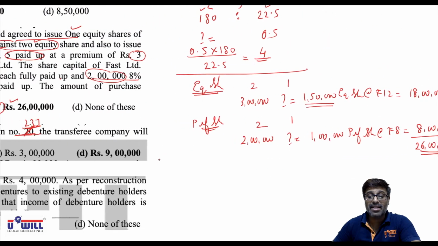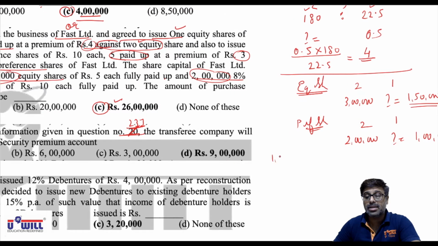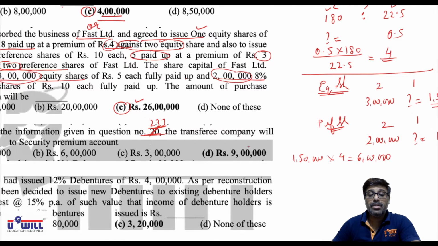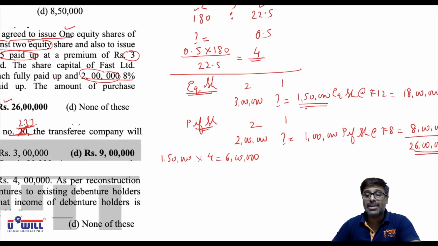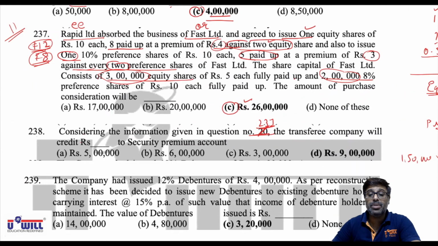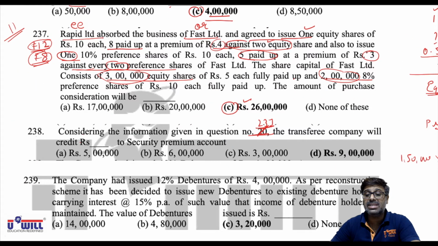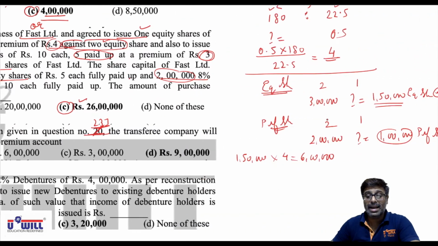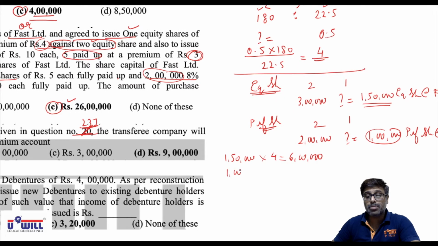So on 1,50,000 equity shares, 4 rupees of premium will be 6 lakh rupees. And in the same way, here we are going to give 1 lakh shares. And in that 8 rupees, what is the premium? 3 rupees is the premium. So 1 lakh into 3. How much premium in preference shares is there? 3 lakhs. 6 lakhs plus 3 lakhs. What is the total premium? 9 lakhs. So option D is your answer.